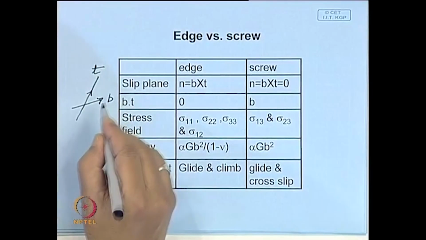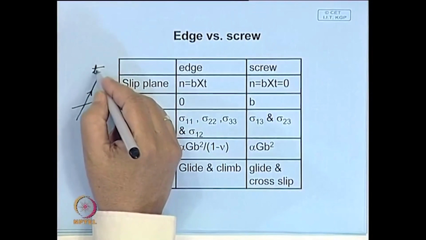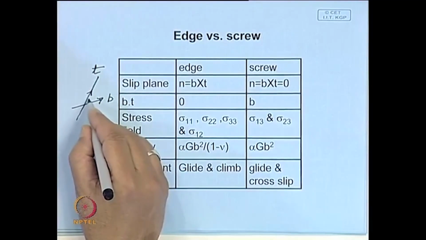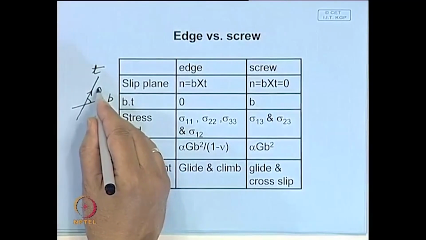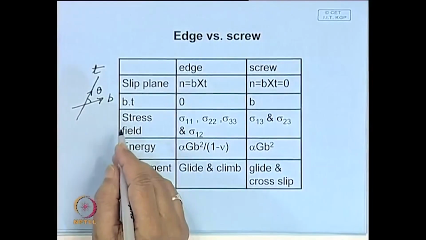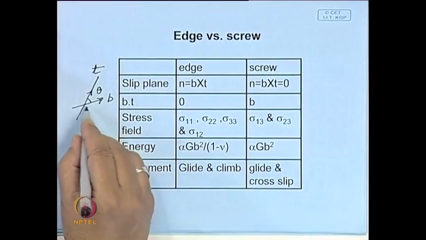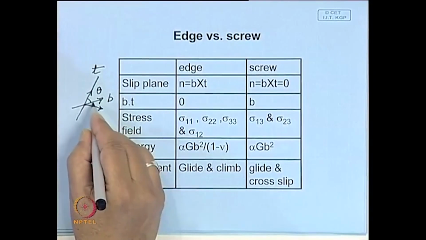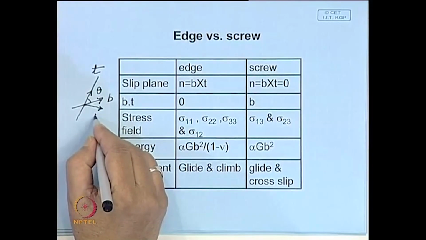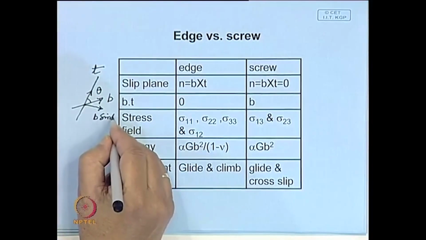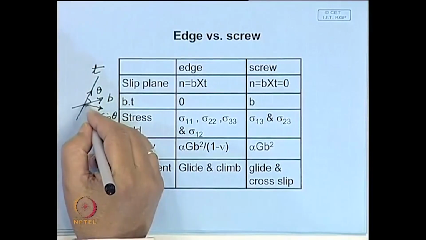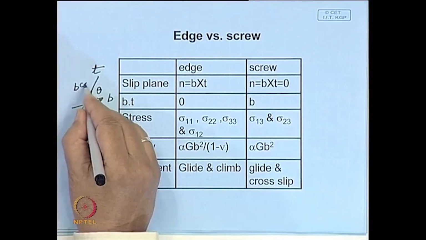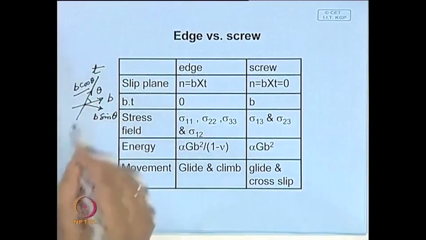This is b. Suppose this is the unit vector representing the dislocation direction t, and this is the Burgers vector, and the angle subtended is theta. Then clearly this is a mixed dislocation and it has an edge component which is like this, b sin theta, and this is the screw component which is b cos theta, of the Burgers vector.